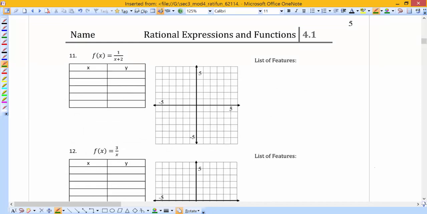So I'm going to make my table. I do want to use some positives, and I do want to use some negatives. So I'm going to pick, just like we did in 10, -2, -1, 0, 1, and 2. And as I'm plugging in, this is 1 over, let me do the work off to the side here, 1 over -2 plus 2. Well, that becomes 1 over 0. And we need to remember we cannot divide by 0. There is nothing I can multiply 0 by that will give me 1. So this is undefined, which means that will be a vertical asymptote.